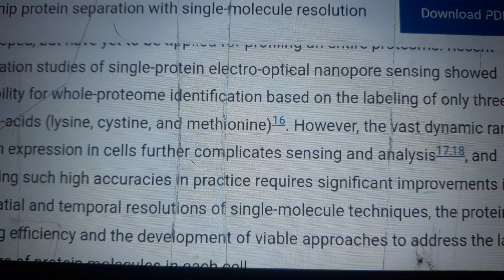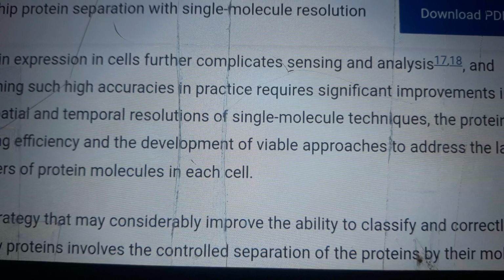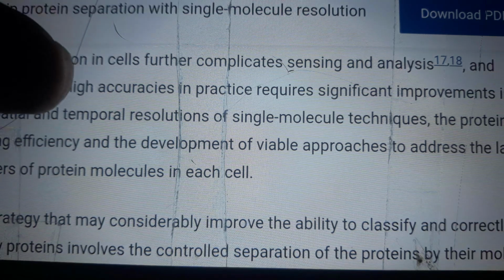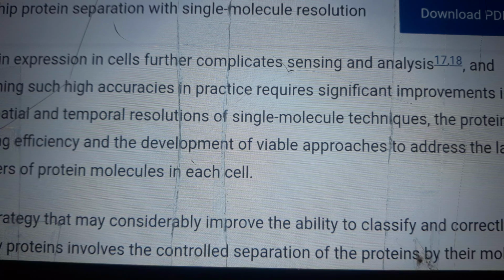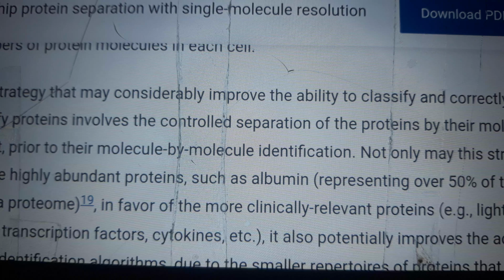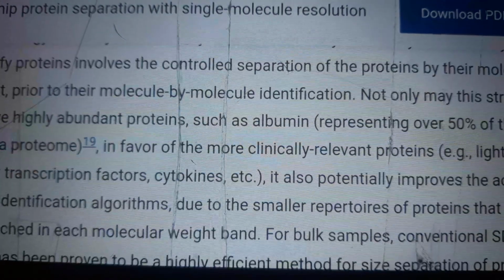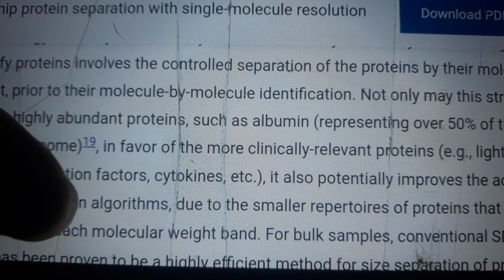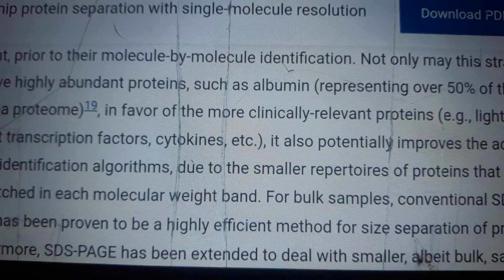However, the vast dynamic range of protein expression in cells further complicates sensing and analysis, and obtaining such high accuracies in practice requires significant improvements in both the spatial and temporal resolutions of single molecule techniques, the protein labeling efficiency, and the development of viable approaches to address the large numbers of protein molecules in each cell. One strategy that may considerably improve the ability to classify and correctly identify proteins involves the controlled separation of proteins by their molecular weight prior to their molecule by molecule identification.